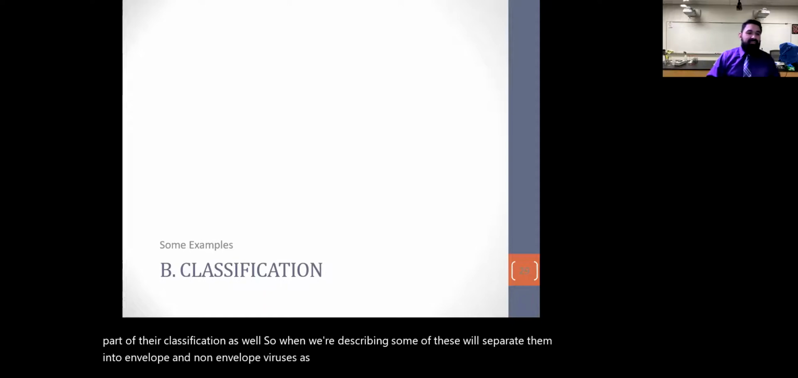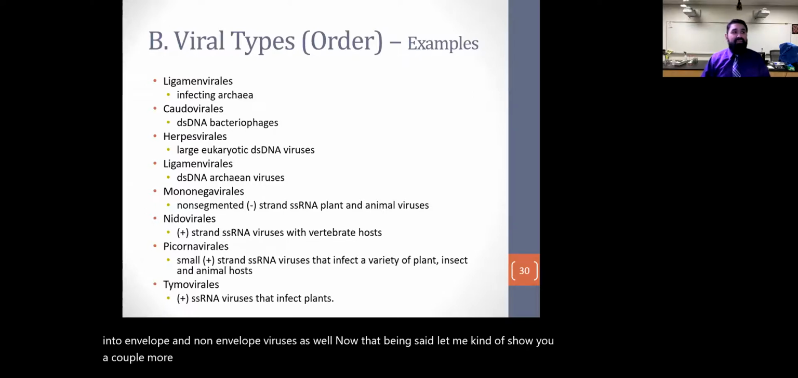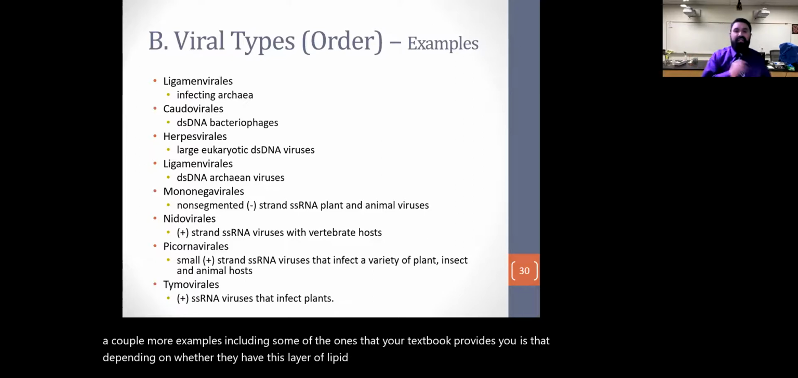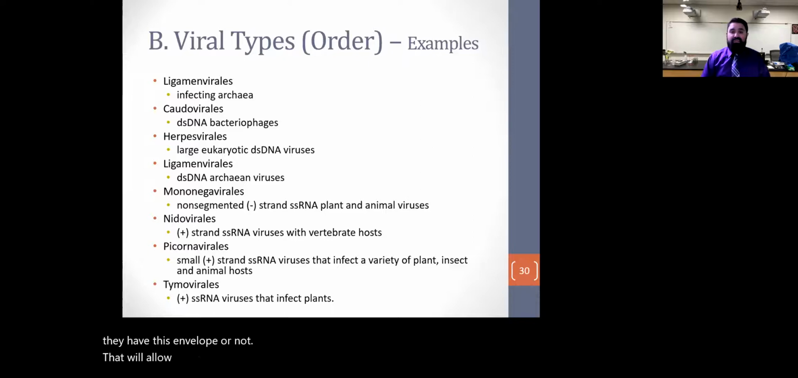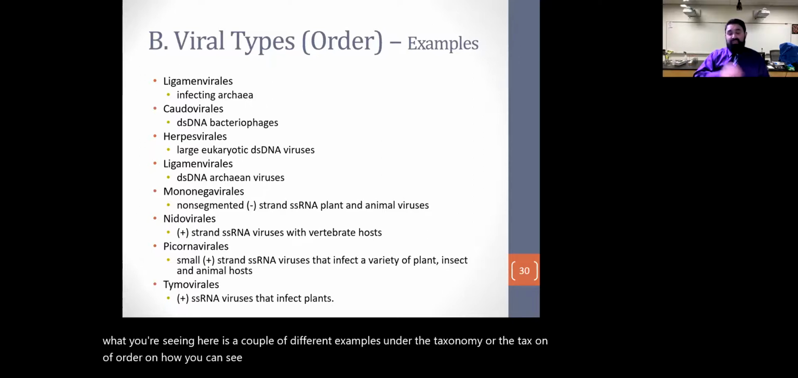Now, that being said, let me show you a couple more examples, including some of the ones that your textbook provides you. Depending on whether they have this layer of lipid or not, enveloped or not, in this case, naked or not, if you want to go that route, they'll also be classified, because depending on whether they have this envelope or not, it'll allow them to infect certain hosts. It makes it a little bit easier to get in. And so what you're seeing here is a couple of different examples under the taxonomy or the taxon of order, on how you can see variations in single-stranded or double-stranded and multiple pieces, single pieces, and so on and so forth.